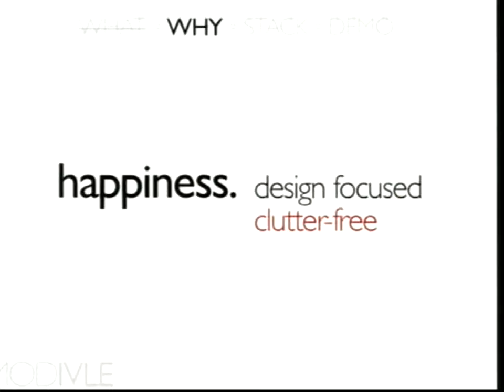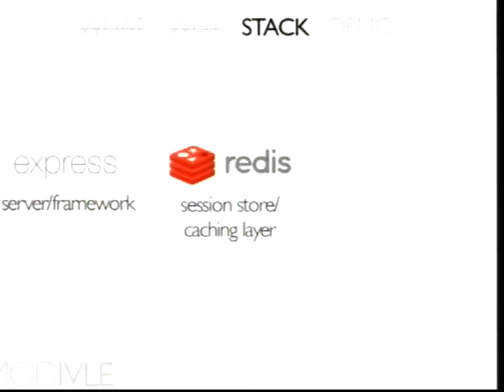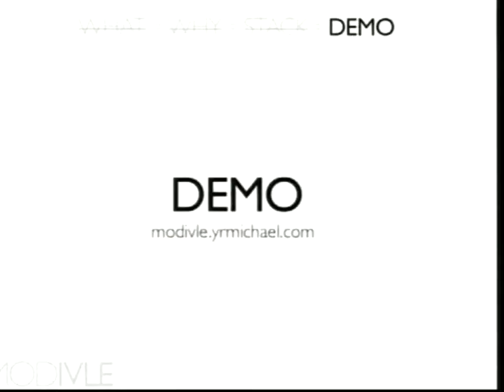Now let me briefly cover the stack. The application is hosted on Amazon, running Node.js. On the back end, we use the Express framework, backed by Redis, which is used both as a session store and as a caching layer to reduce the latency of API calls. And lastly, on the front end, we have Backbone.js, which is used to maintain the application state and handle the user's interaction. If there are no questions, I'd like to proceed to my demo.